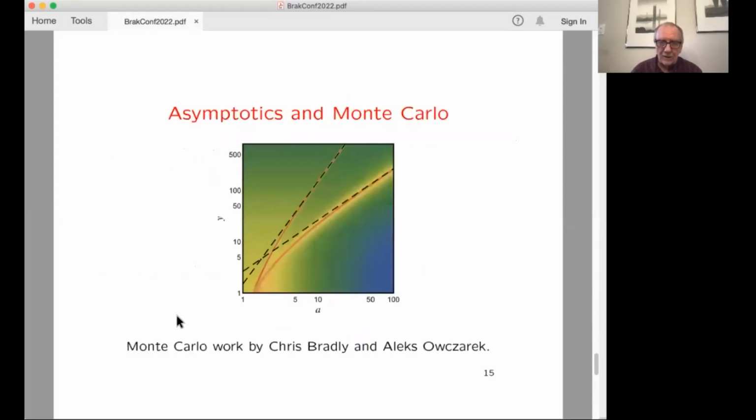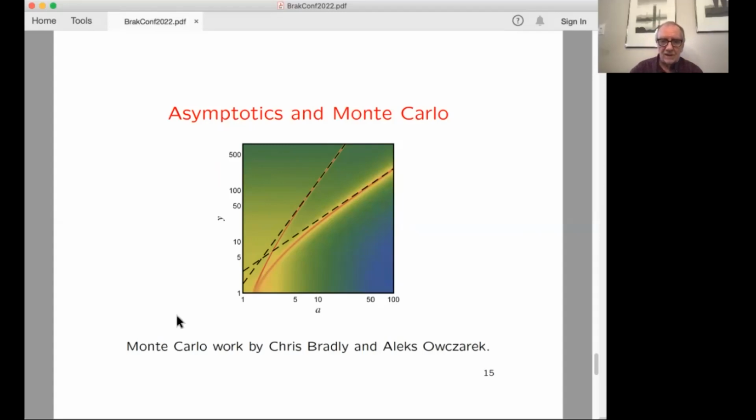So this has been looked at numerically by Chris Bradley and Alex Ovcharek, and they use Monte Carlo methods. They get this phase diagram in the y-a plane. The red curves correspond to their numerical estimates of the phase boundaries, and the dotted lines are our asymptotic results for this. And you see that the red curves very nicely go to the asymptotic forms that we have.